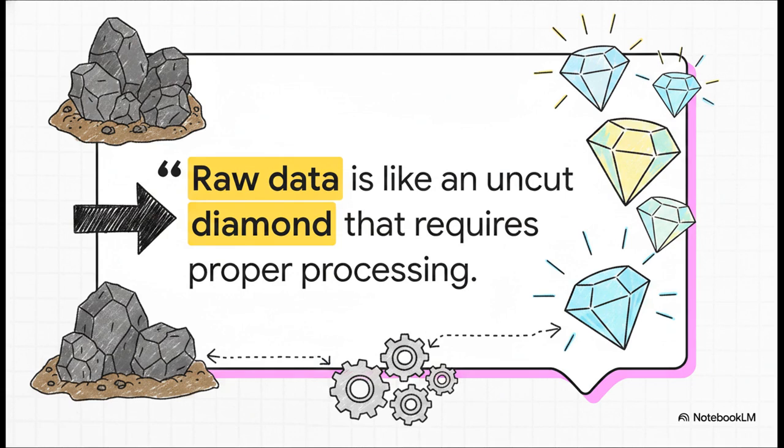Let's kick things off with this really powerful metaphor straight from our source material. It says, raw data is like an uncut diamond that requires proper processing and presentation to reveal its true value. And that's just a perfect way to think about it. In its natural state, the data we collect is incredibly valuable. It's packed with potential, but it's also completely unusable. You can't just hand someone an uncut rock and expect them to magically see the final brilliant gem, right?